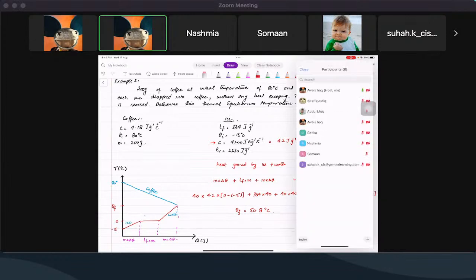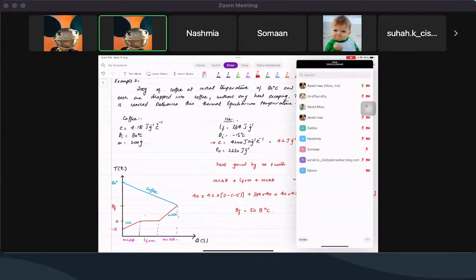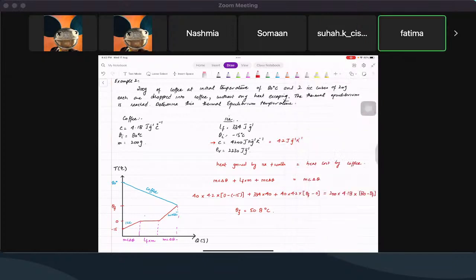Abdul Moiz, everybody understand this? Katika, Suman. Yes, sir. I hope you're not finding this too difficult, right?